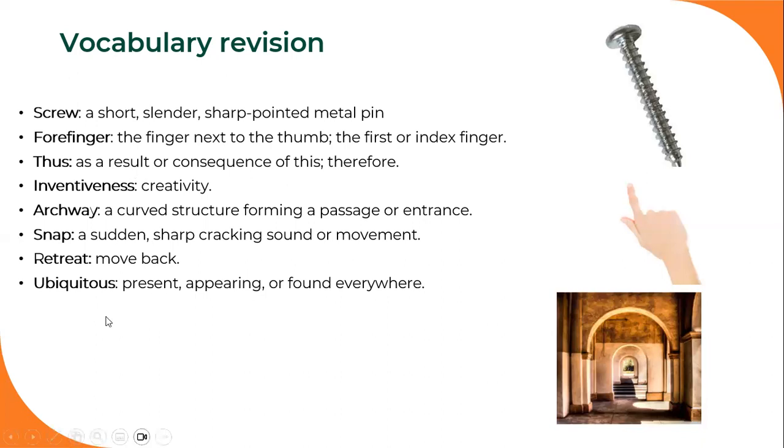And the last one, ubiquitous. This means to be present, appearing, or found everywhere. Okay. What is this word in Spanish? I forget. Ubiquitous. Like omnipresente, I think. Something like this. Ubiquo, I haven't heard. But it means to be present or found everywhere. Okay? That's the meaning. All right.